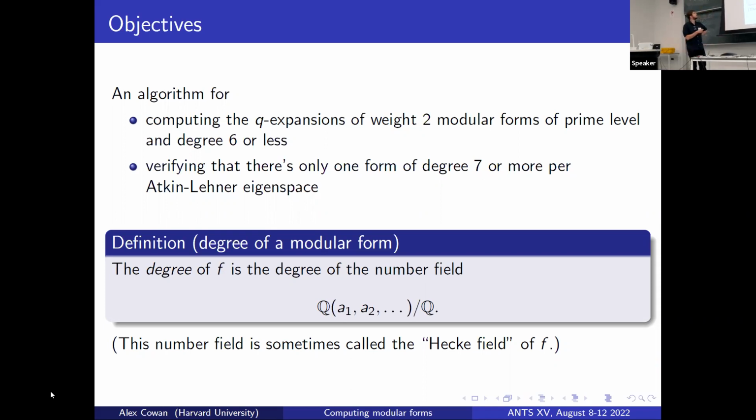And here I'm using the term the degree of a modular form. I'm going to say that to mean the degree of the number field that its Hecke eigenvalues generate. This is sometimes called the dimension of a modular form, but I'm going to call it the degree here. And this number field is sometimes called the Hecke field of the modular form.